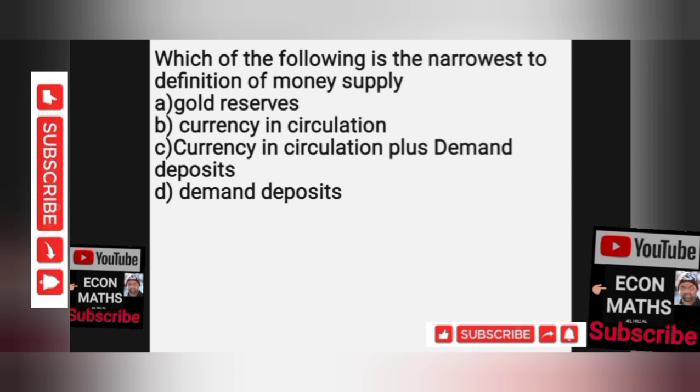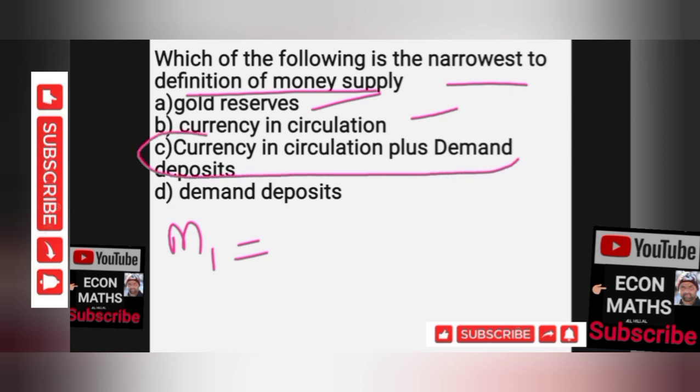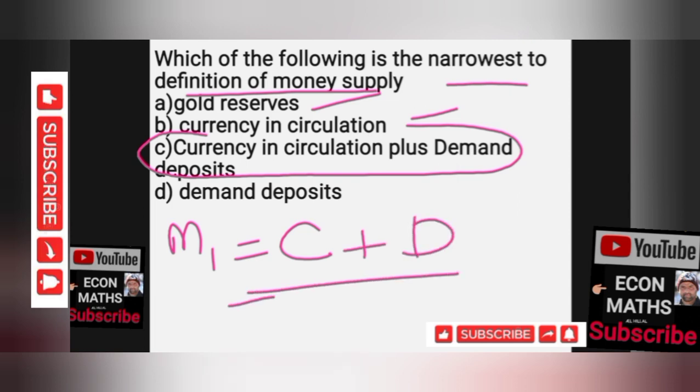Next question is, which of the following is the narrowest definition of money supply? That is, we are being told to explain the M1. The first option is gold reserve, second is currency in circulation, third is currency in circulation plus demand deposits, and fourth one is demand deposits. The correct option is C, that is currency in circulation plus demand deposits is the narrowest definition of the money supply.